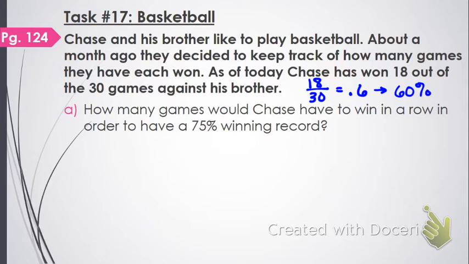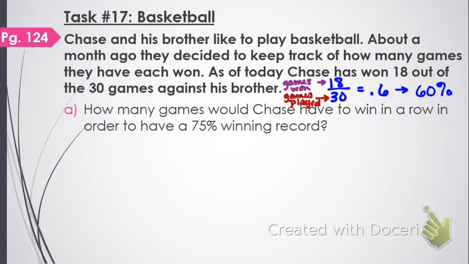So 0.6 or 60%. Why did you put the 18 in the numerator? Because they won 18 out of 30. 18 is the games won, right? So games won. What is the 30 then? All the games played. So we can think of that as our total, right?